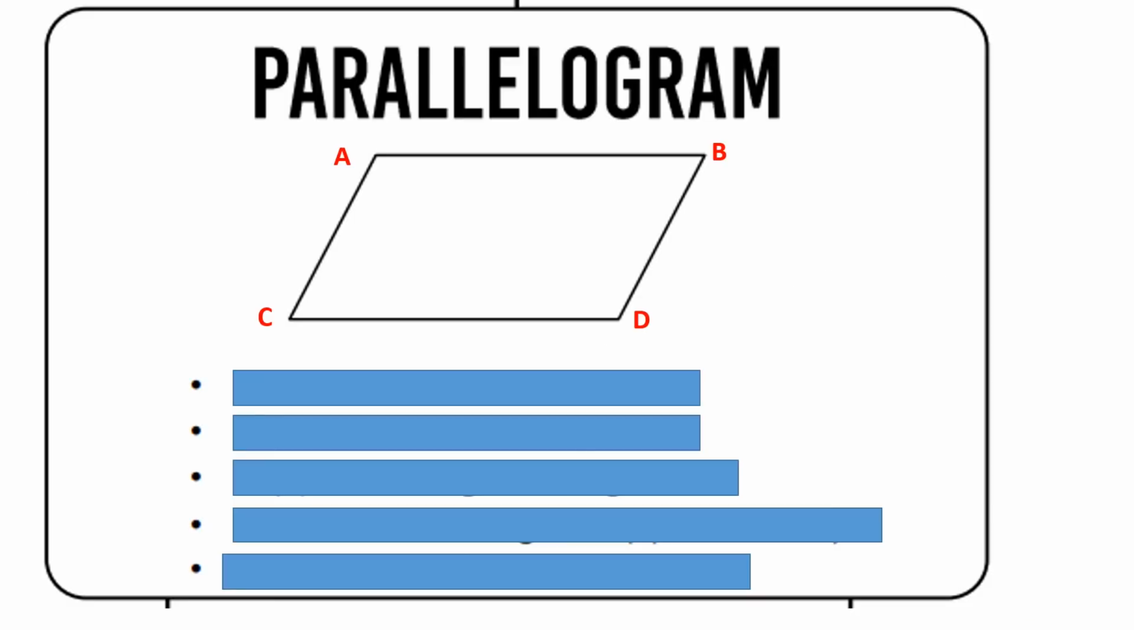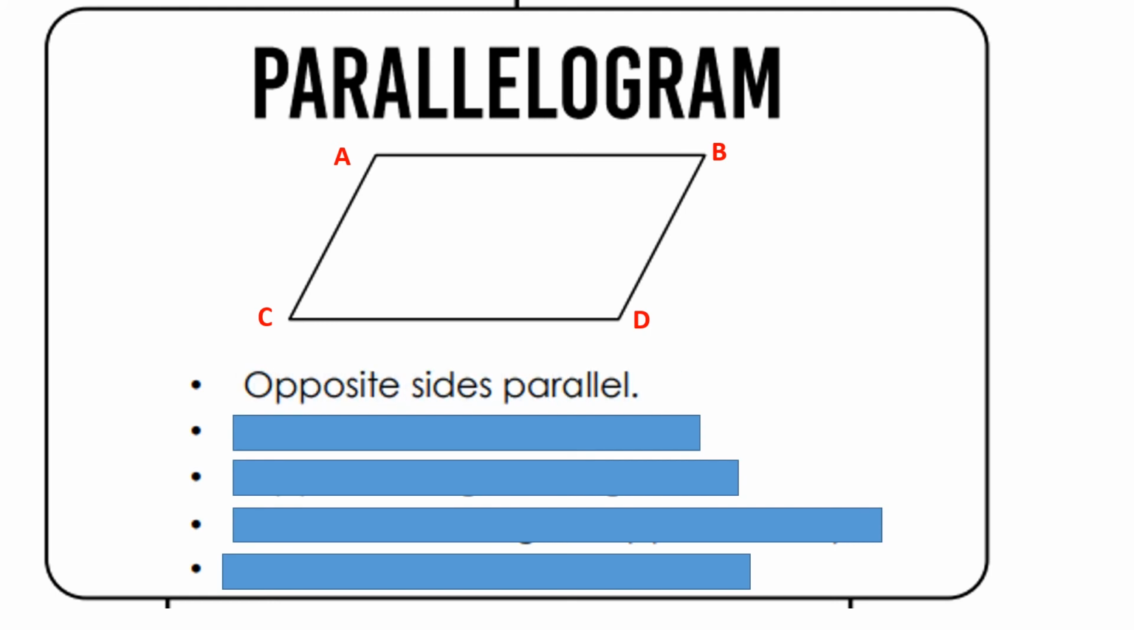Let's take a look at these properties of parallelograms using this figure here. First property is the opposite sides are parallel. So I'm just going to draw some parallel marks here. AC is parallel to BD, and AB and CD are parallel.